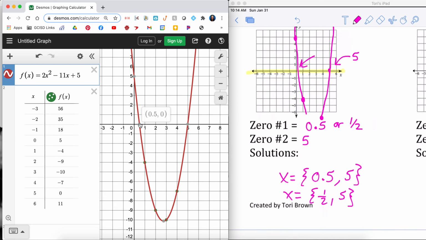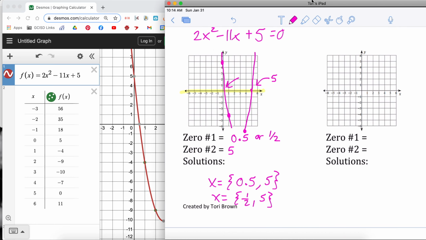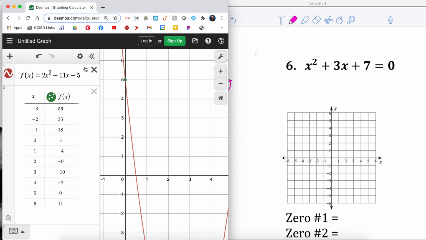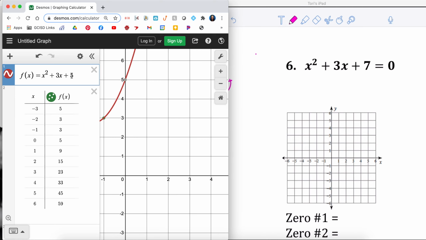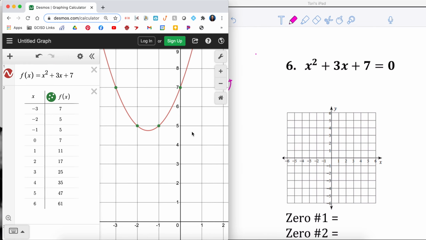Okay. All right, we're going to do one more like this. Let me move this guy over. All right, we're doing number 6. So number 6, I'm not going to delete it, just going to edit it. X squared plus 3x plus 7. Move my graph so I can see what it looks like. All right, we can't really fit negative 3, 7. I guess it's kind of off the graph just a little bit. Negative 2, 5, negative 1, 5, and 0, 7. So he's kind of up here a little bit.